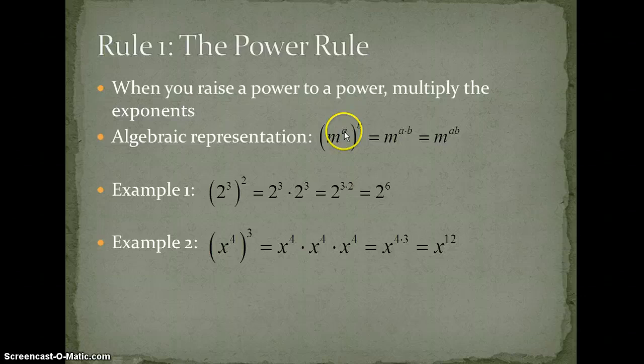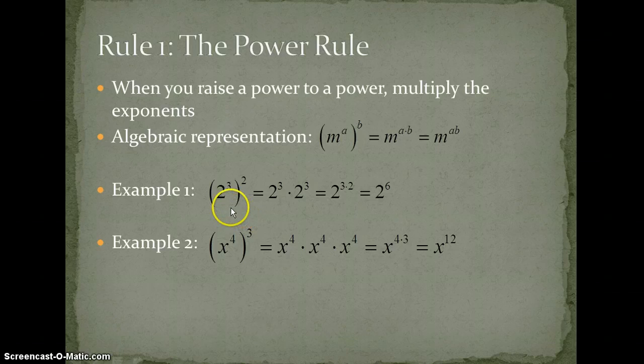Notice that there is an exponent inside the parentheses and an exponent outside the parentheses. This is the power raised to the power. Notice that I said a times b. A is the exponent here, b is the exponent outside the parentheses. So when you multiply these two, your new exponent is the product.